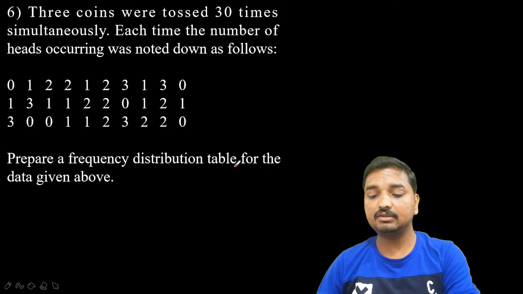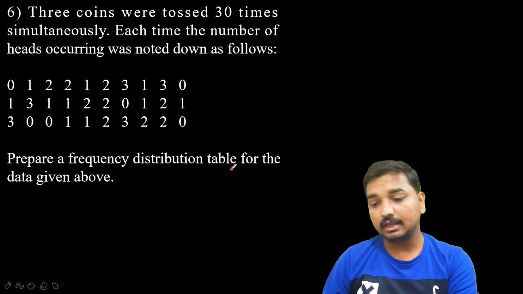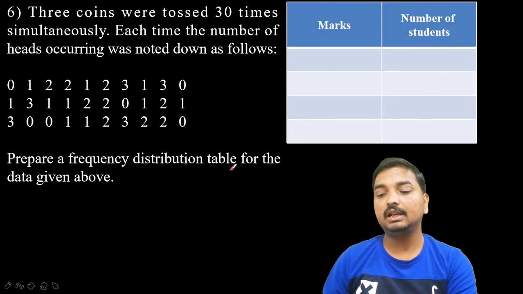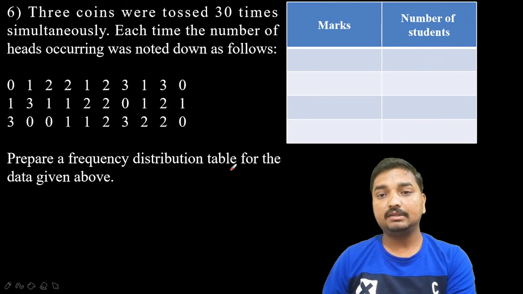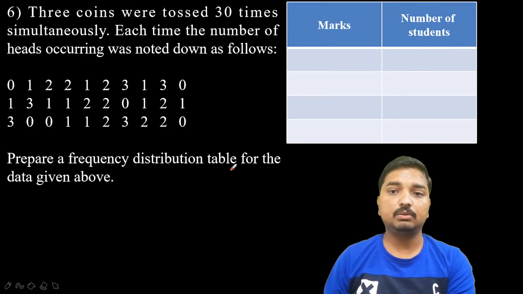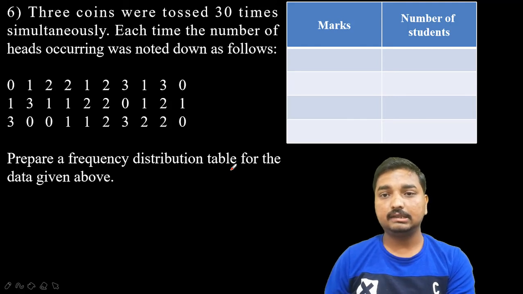Prepare a frequency distribution table for the data given above. Now look at the table, it is actually like this. So now what we have to do here? Let us imagine, one more thing you need to understand here. The experiment is tossing the 3 coins simultaneously, and I'm going to note down how many heads appear in each trial. Totally how many trials are there? 30 different trials are there. So now let us try to understand what the possibilities are.